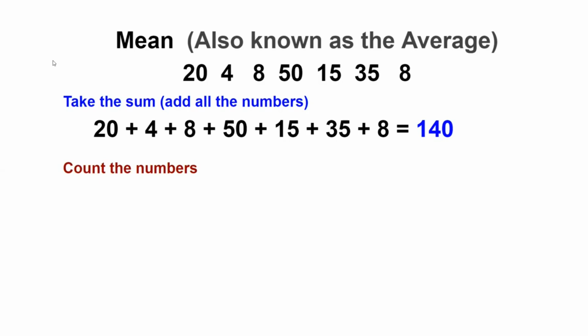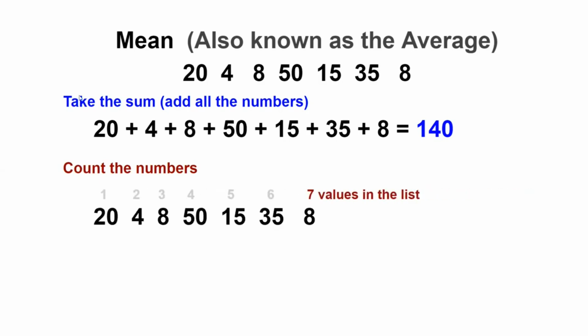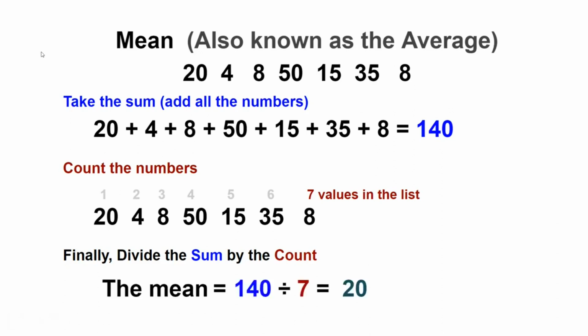Then we count the numbers. How many are there? 1, 2, 3, 4, 5, 6, 7. There are 7 values in this list. Now we're going to put those 2 things together by dividing the sum by the count. The mean is going to be 140 divided by 7, 20 in this case. Our mean is 20.